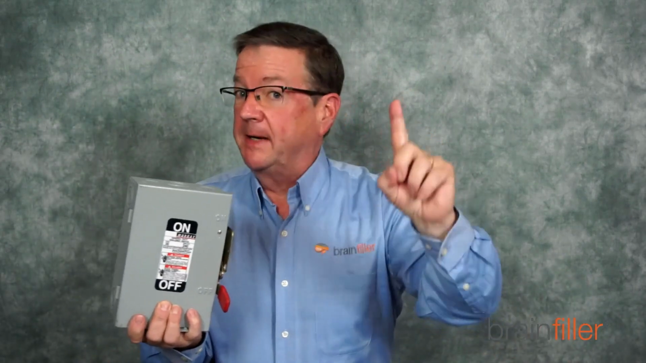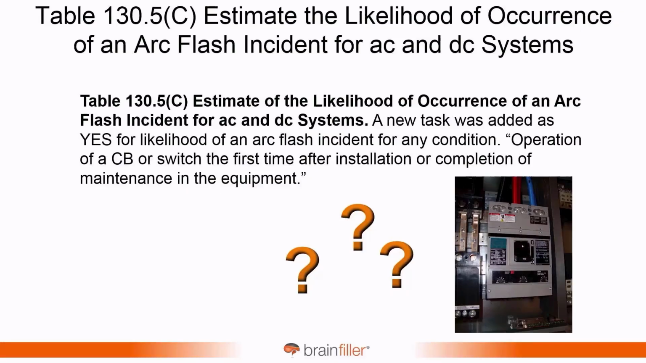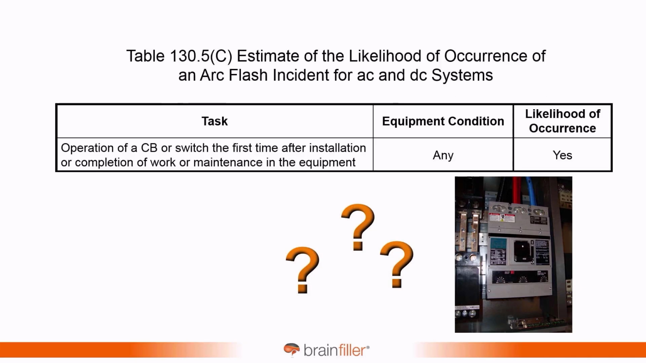But the addition is, okay, but if you're operating this switch for the first time after it was installed, or you're operating this switch for the first time after there was maintenance, that has changed now, and it's considered a risk of an arc flash. You know, is there a huge likelihood when you energize a breaker? Well, I can't contradict this, but within NFPA 70E, the rationale is yes, the first time you're operating a circuit breaker or a switch after its installation or after completion of work or maintenance, over on the far right, likelihood of occurrence of an arc flash, yes, that is a new change.